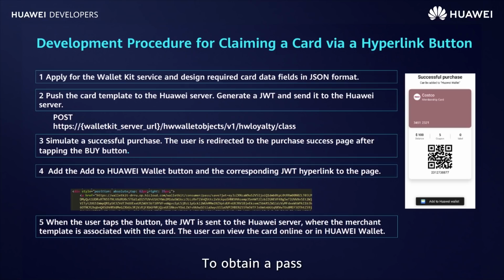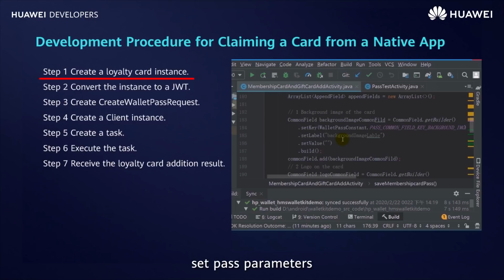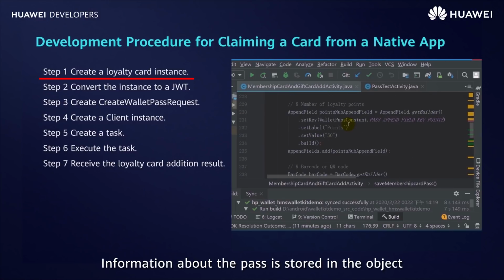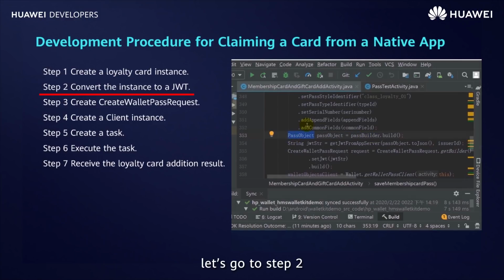To obtain a pass, you need to perform 7 steps. Step 1 is to create a pass instance. First, build a pass object, then set pass parameters. After all the parameters are set, information about the pass is stored in the object. Now, let's go to step 2.